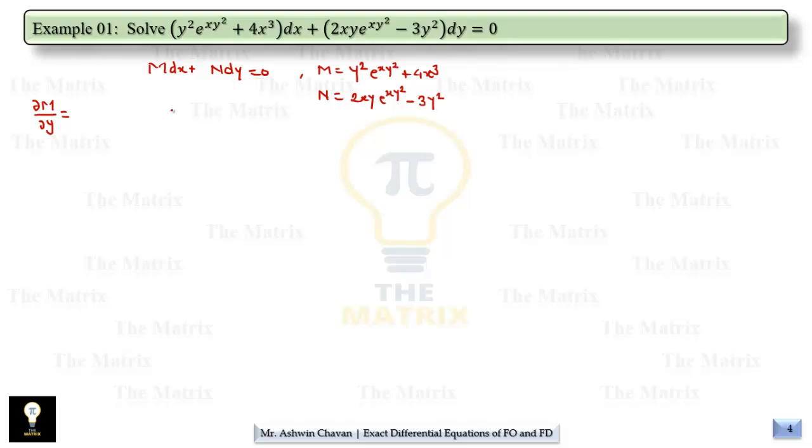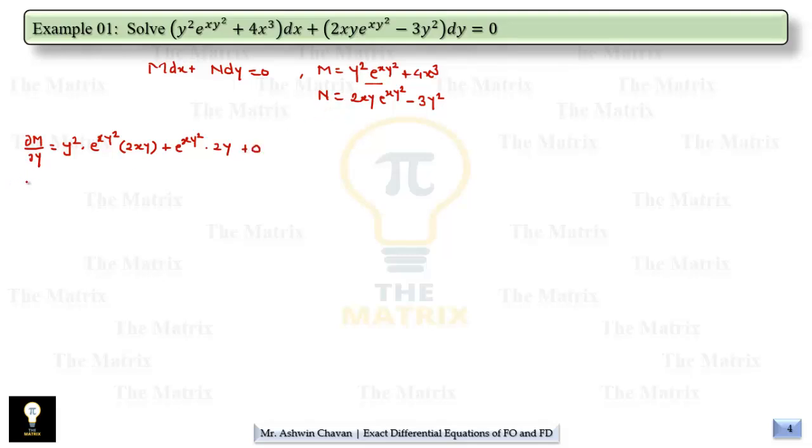Now differentiate M with respect to y. It's in u into v form. So y square as it is, times the derivative of e to the power xy square, which is e to the power xy square into the derivative of the power, that is 2xy. This is with respect to y, plus e to the power xy square as it is into the derivative of y square, that is 2y, plus 4x cube is free from y, so its derivative is 0.